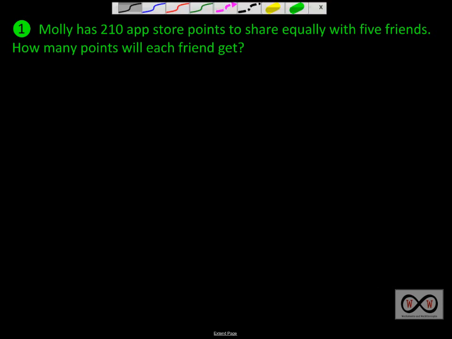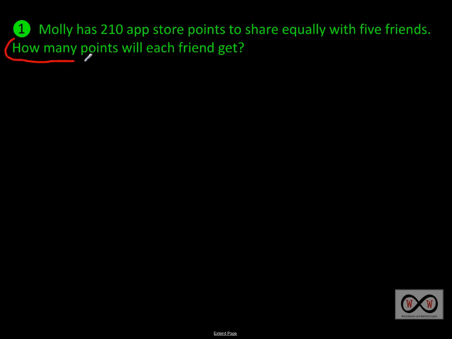Well, right off the bat, you're probably thinking we should look for our math job, and you can usually find your math job within the question. In this case, that's exactly what's going on. We've got how many points will each friend get, and we'll go to the first sentence to figure out what math clues we have. Molly has 210 App Store points. Right there we have a very useful number to solve this problem. We have the fact that she has 210 App Store points.